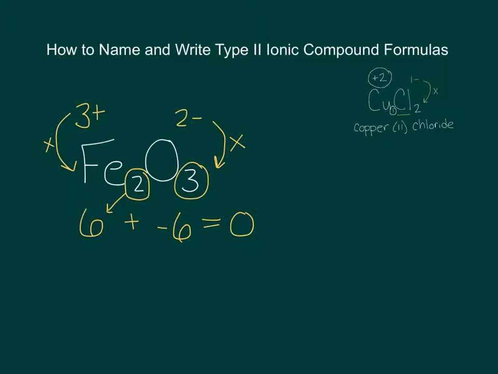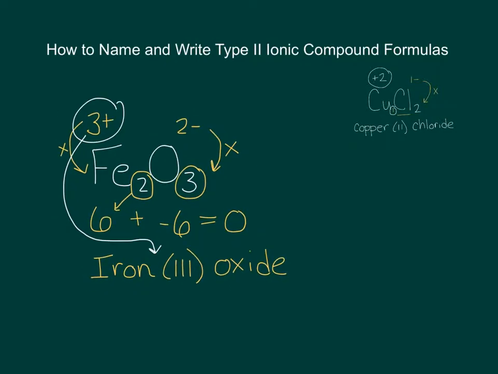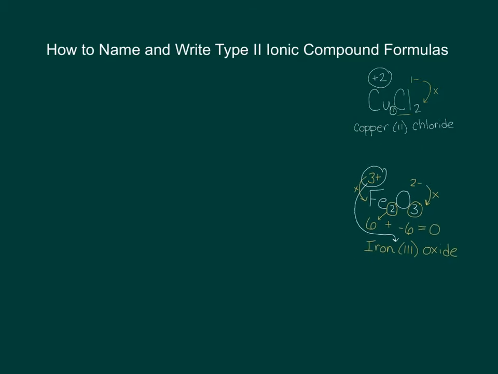Naming this then, we say the name of the element, iron. In Roman numerals again, we're looking to name the charge of the iron, so we're going to say that that is 3. And then we're just going to put the anion with the IDE ending, so iron 3 oxide. All right, pulling that off to the side again.